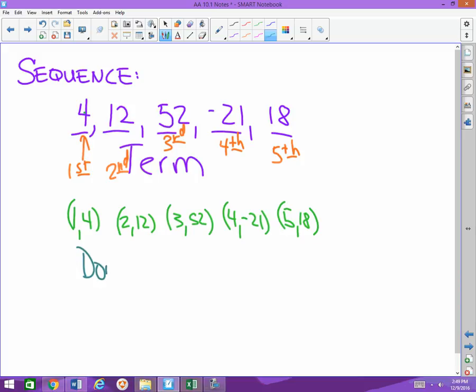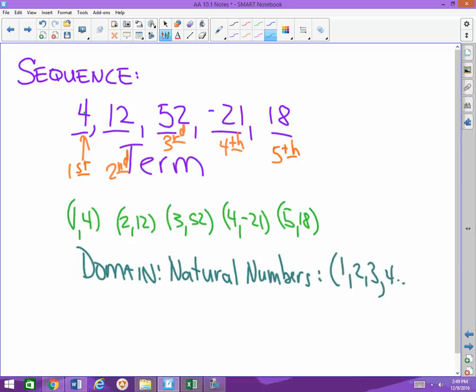When you're dealing with sequences, the domain would be the natural numbers. So from 1 to 2 to 3 to 4 and so on. Occasionally, you might even use the whole numbers, which would be from 0 on. But most of the time, when you're dealing with a sequence, you're going to start with 1.